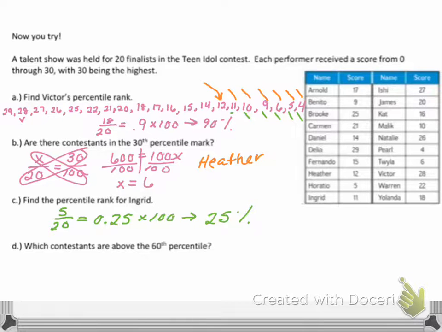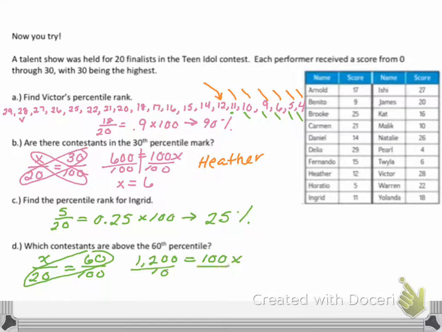And then which contestants are above the 60th percentile? Well, I need to first figure out what is 60% of 20. Okay, so percent over 100 equals is over of. That should be familiar. So we would cross multiply. And let's see, 60 times 20 is 1,200. And that equals 100 times x, or 100x divided by 100. And that puts me at 12. So whoever's at the 60th percentile scored better than 12 people.